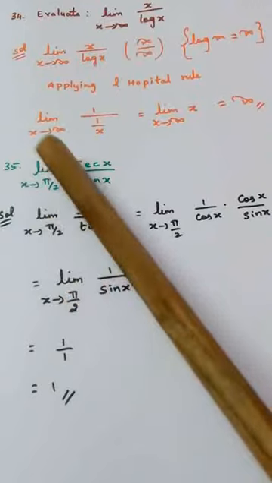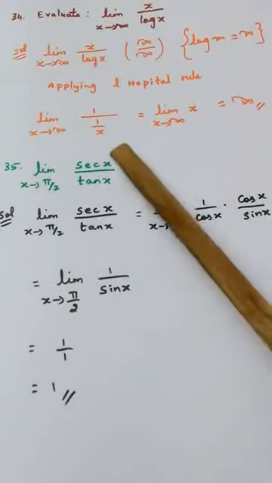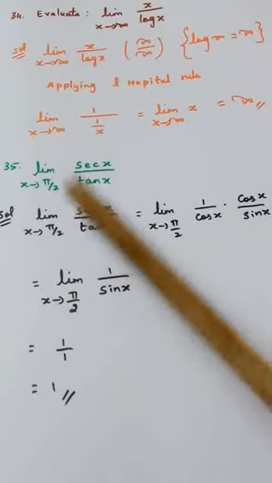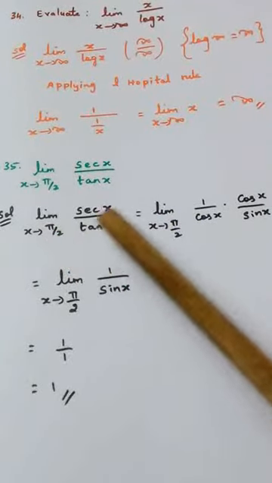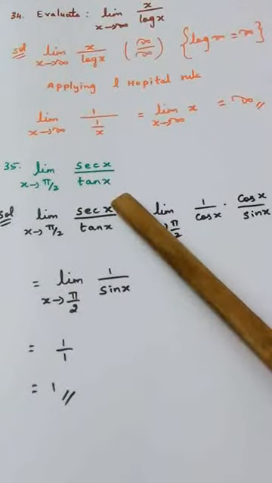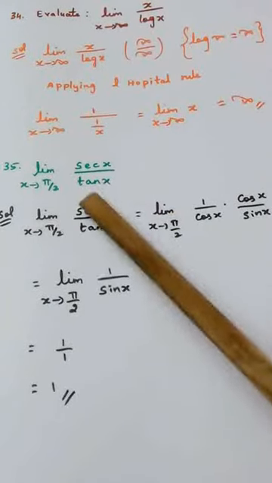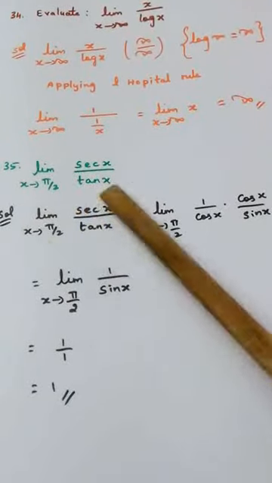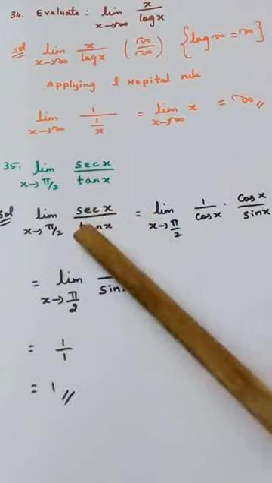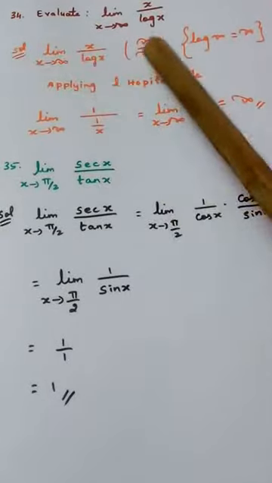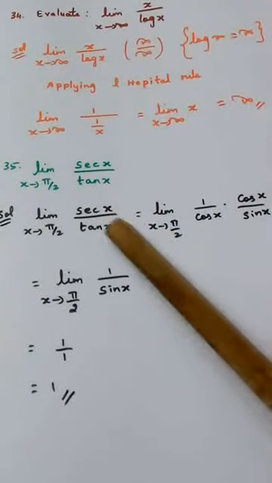Problem number 35. Limit x goes to pi by 2, secant x by tan x. This is what the question is. So we are writing the question once again. Now suppose I am applying the limit directly. Secant 90. What is cos 90? Cos 90 is 0. Secant 90 is infinity. What is tan 90? We know very well tan 90 is infinity. So directly if I see, I'm getting the answer as infinity by infinity. But I am not writing like that, infinity by infinity form, as in the case of the previous sum.